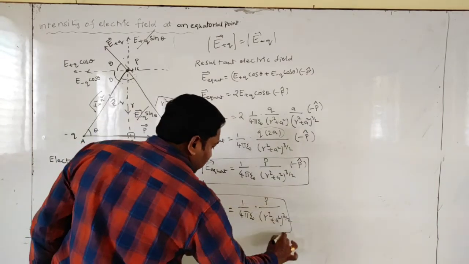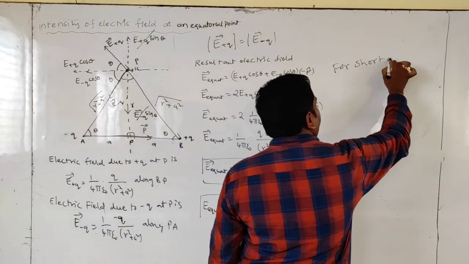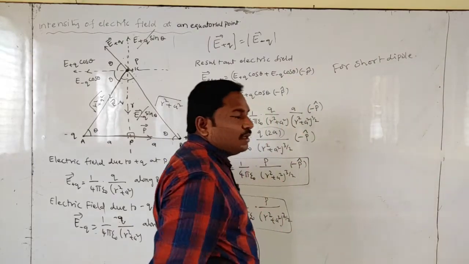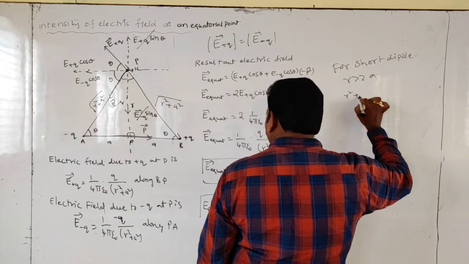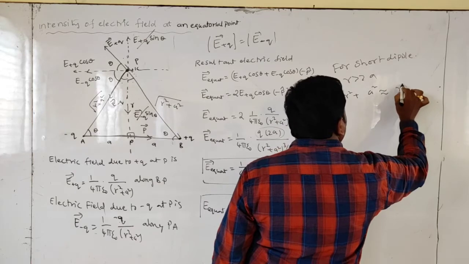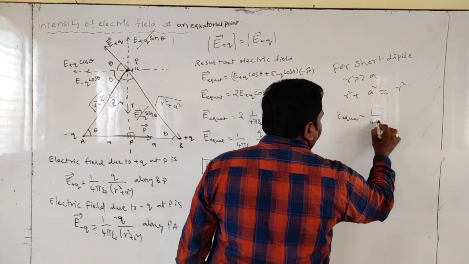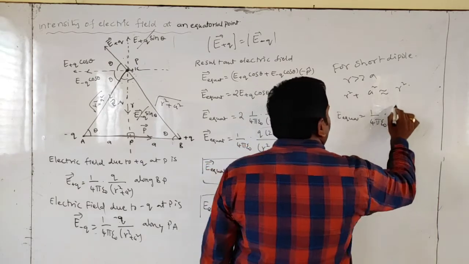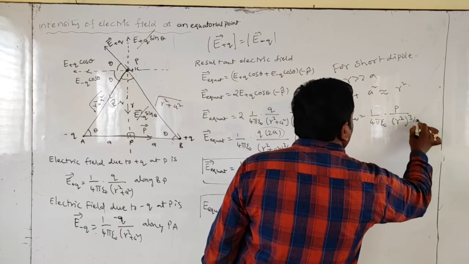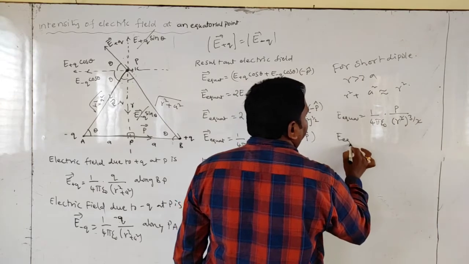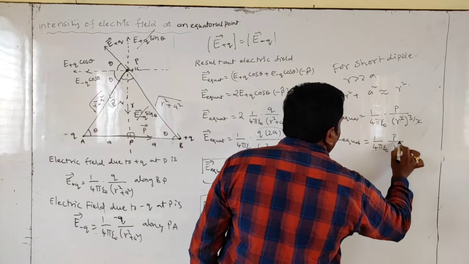Now E equatorial in magnitude is 1 by 4 pi epsilon naught P by R square plus A square whole power 3 by 2. So now what about a short dipole? For a short dipole, R is very much greater than A. Now R square plus A square is approximately equal to R square. So in that case E equatorial equals 1 by 4 pi epsilon naught P by R square whole power 3 by 2, so the powers combine, and E equatorial is equal to 1 by 4 pi epsilon naught P by R cube.